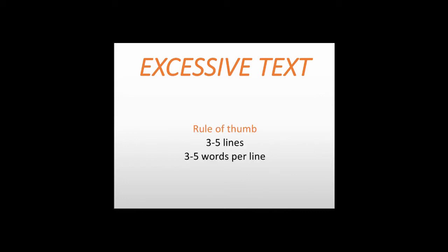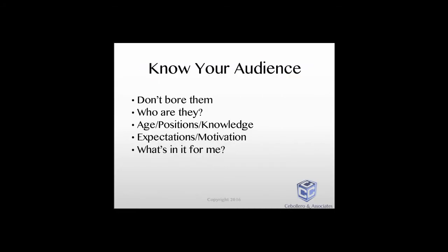So what's the rule of thumb here? The rule of thumb is when you develop a PowerPoint presentation, it should be 3 to 5 lines per slide, no more than 3 to 5 words per line. And if we go back to the slide that I used to say that you should know your audience, look at what we have here. I've got 5 lines there, and I've got no more than 5 words per line. This is easy to understand, and we're not going to overpower the audience.